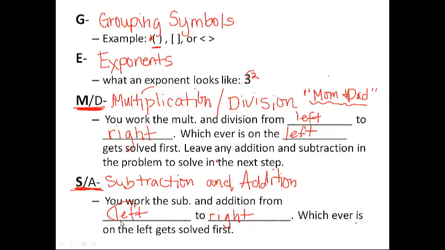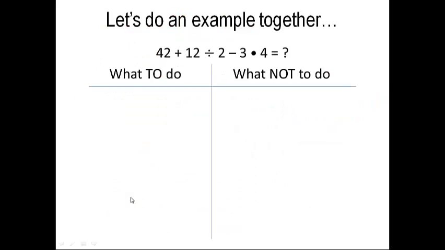Okay? All right. We're going to do an example together for visual people like me here. We're going to do two things. We're going to show you what to do and then what not to do. An example of not correct. Okay? Here we go. So I'm going to rewrite the problem. You always want to rewrite the problem.